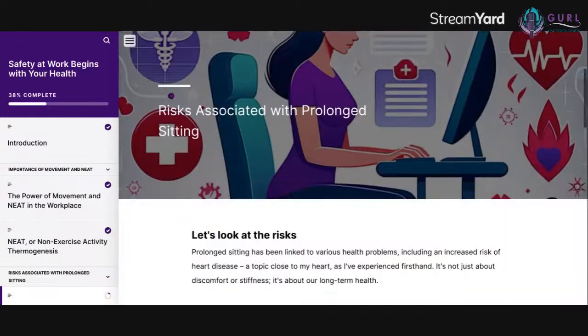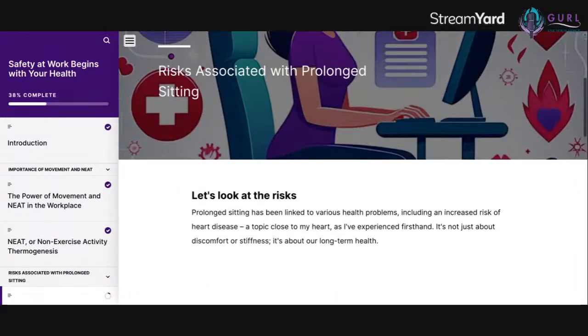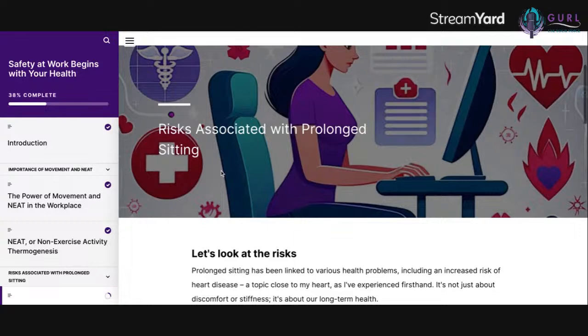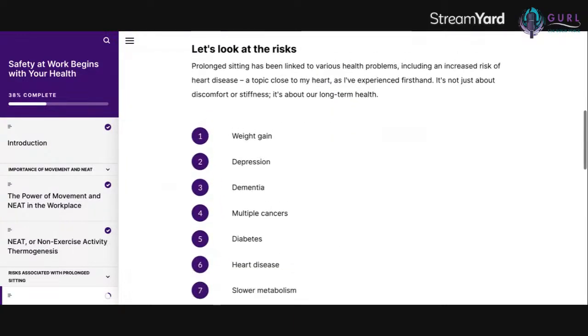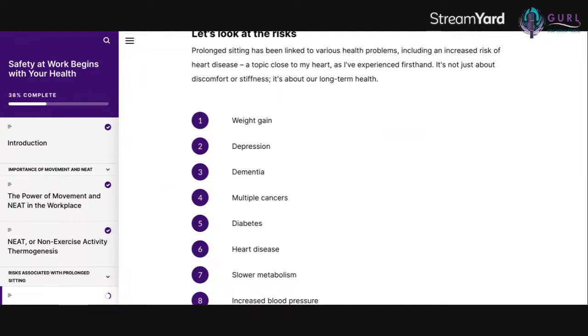Okay, so we're talking about the risks with prolonged sitting. So let's take a look at the risk. And as you see, there's transition and movement. So that's really helpful also in keeping the engagement of your clients, your students, your customers, okay?